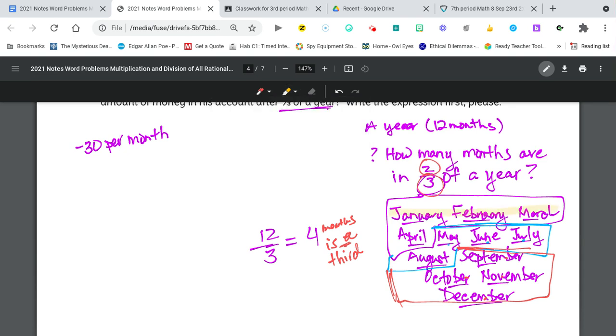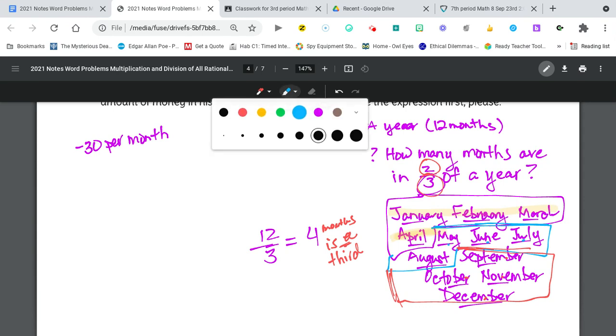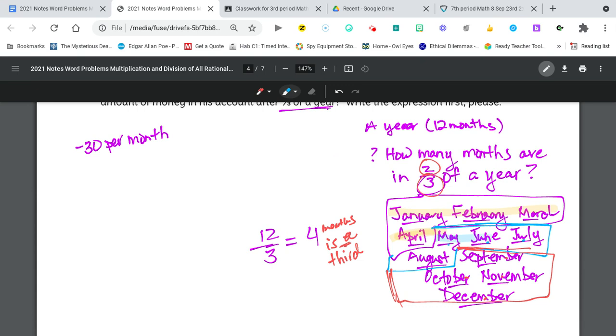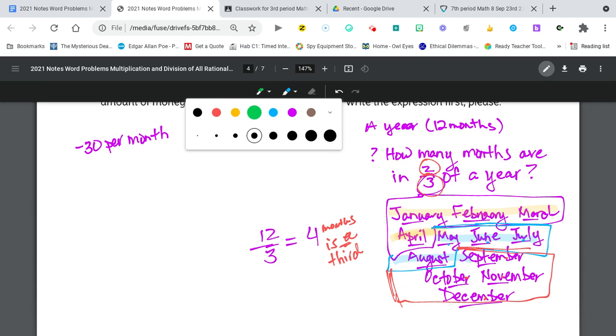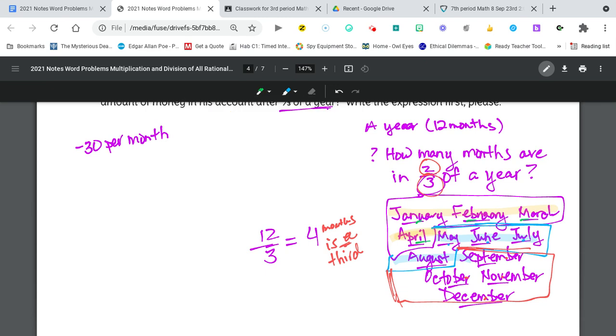So if I were just looking for a third, I would just have that little group. But since I'm looking for 2 of those thirds, I'm going to have this group as well. So how many months are in there? Let's just count. 1, 2, 3, 4, 5, 6, 7, 8. So that would be 8 months.